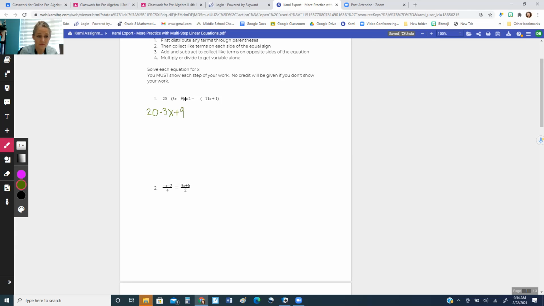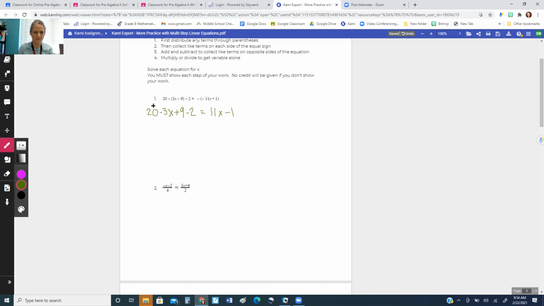-1 times -9 is +9. Now, we've got this -2. And you might want to say, okay, I've got this negative and I'm multiplying it by everything. So it needs to be negative times a negative is a positive. But this 2 is not in the parentheses. This negative only affects the things in the parentheses. So the -2 stays a -2. Equals, so same thing over here. Negative times a -11 is a +11x. And then a negative times this +1 is a -1. Okay. Whew. That's the first step. And honestly, I think that's the hardest step.